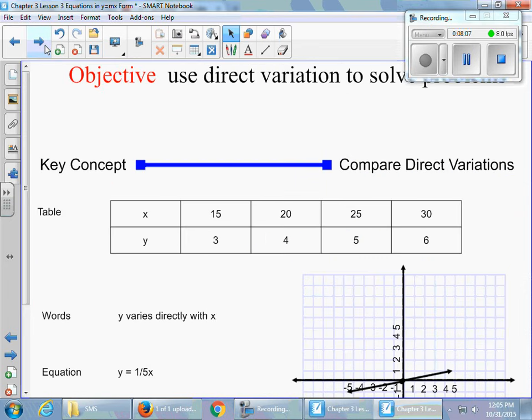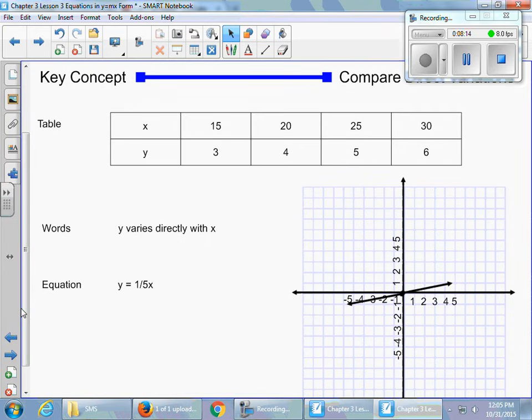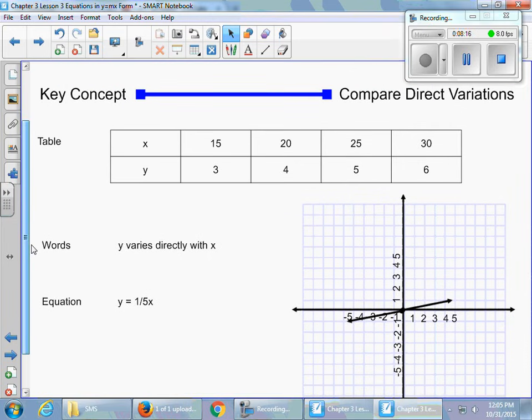Let's go on to the next slide, and here is our other key concept for this lesson: compare direct variations. As we compare direct variations, let's look at the table. We have X's, and we're going up once again. We're going up by 5, up by 5, up by 5. Our Y's are changing by 1, changing by 1, changing by 1.